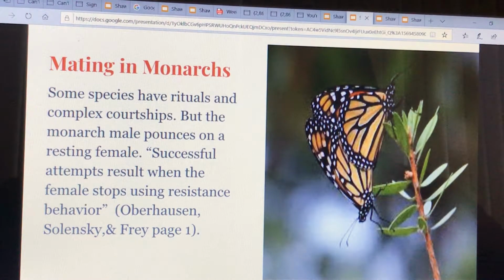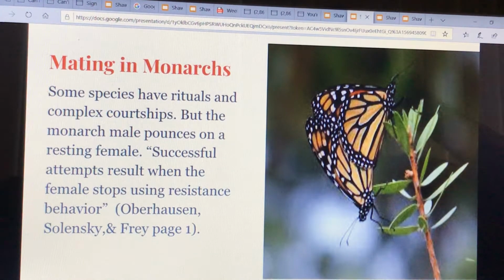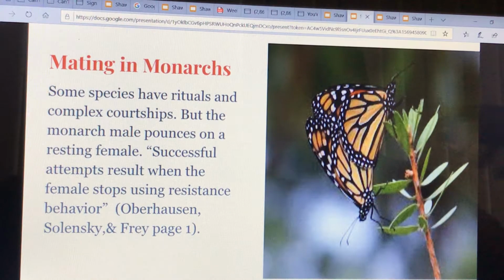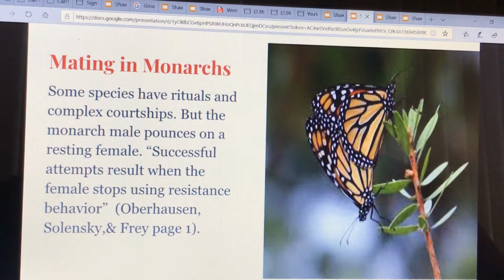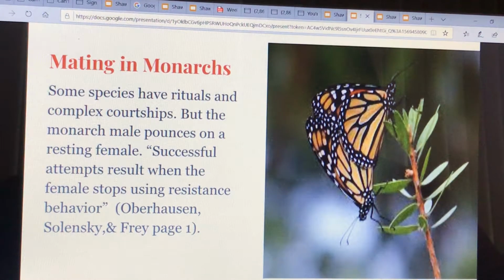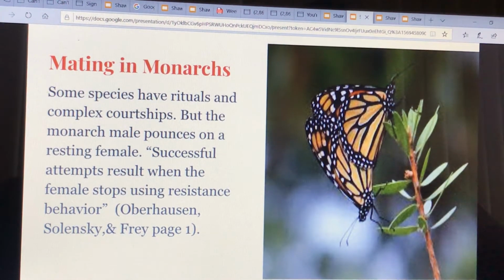Now, I found this very interesting. Normal creatures, insects, there's a courting ritual. The male is coaxing the female into being their mate. And in the monarchs, that's not so much the case. The female, during this migration, is a little tired. She settles down to get some rest. And the male pretty much pounces on her. And once she stops resisting, then he mates with her. So it's a really true romantic love story.